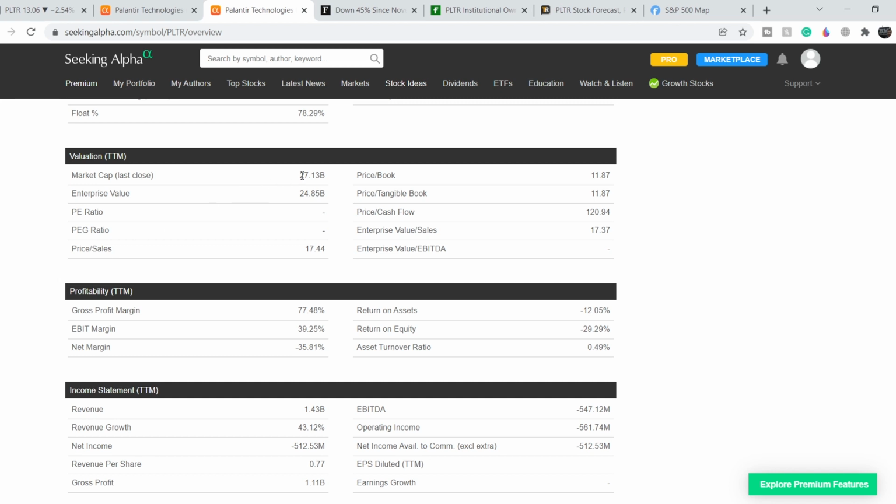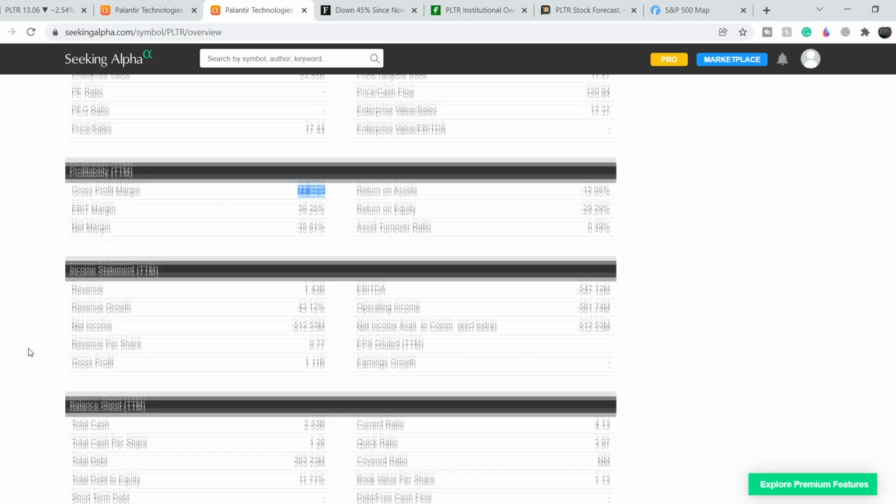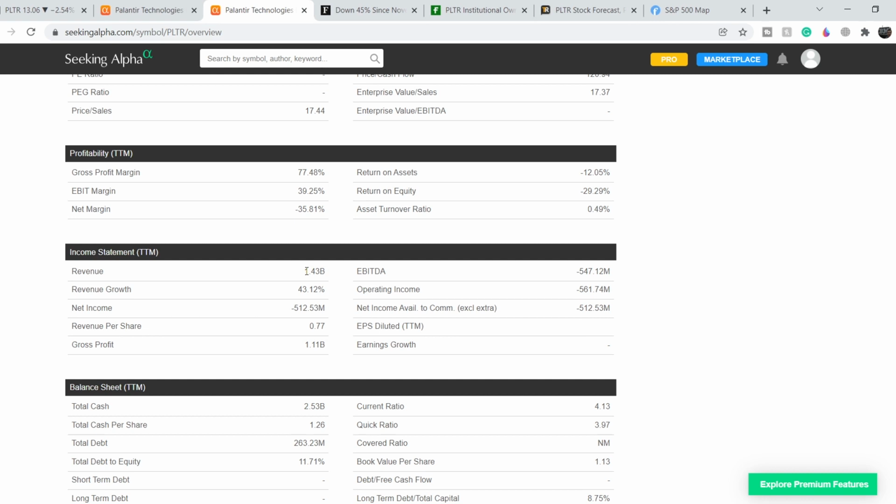This company has a total market cap of $27.13 billion. They have an incredible gross profit margin of 77.48%, and definitely it is very good gross profit margin even among the software companies. They have a revenue of $1.43 billion with a revenue growth of 43.12%. They have a negative net income, basically they have losses of $512.53 million, but this company is operationally profitable.